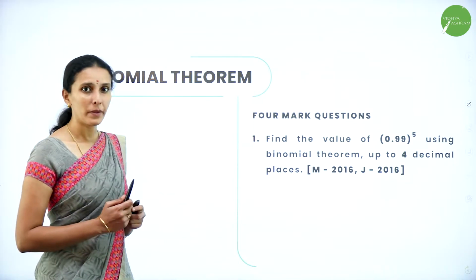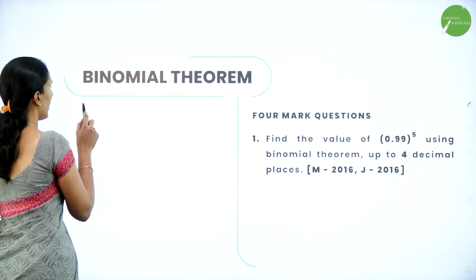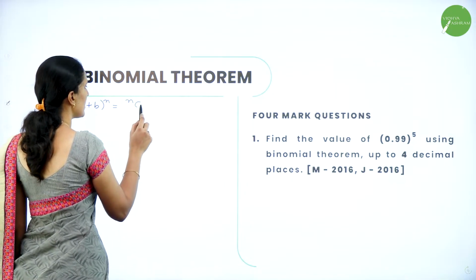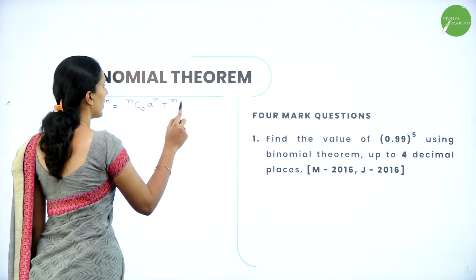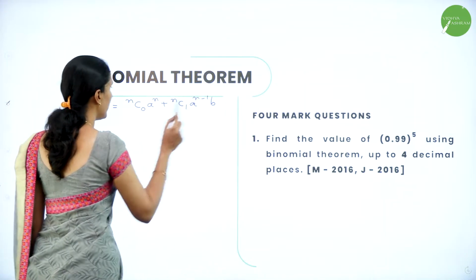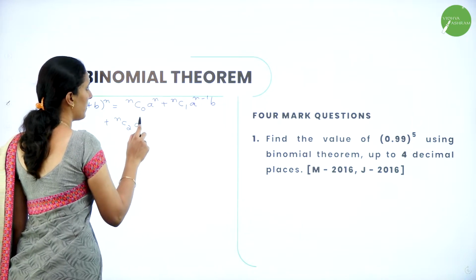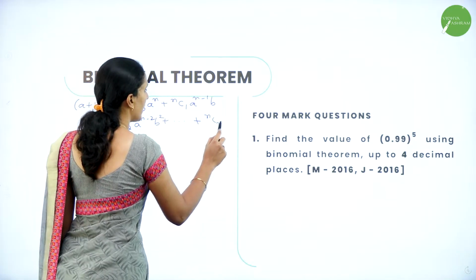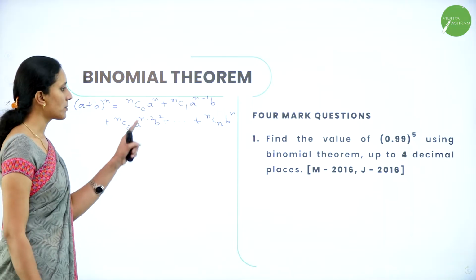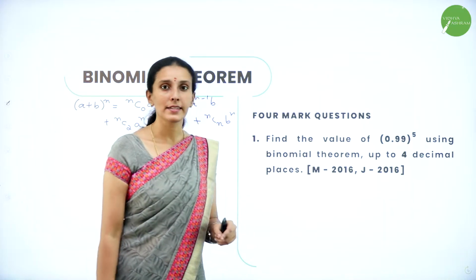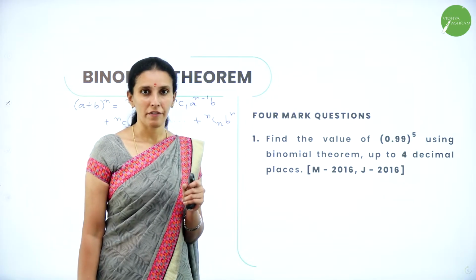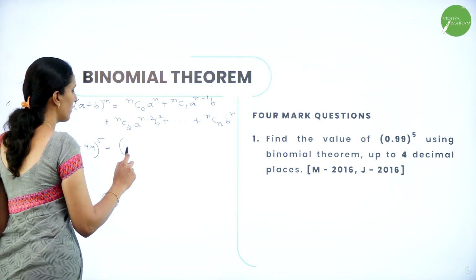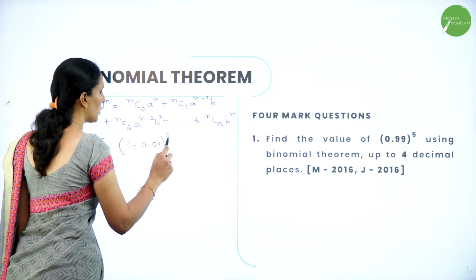Now we know the binomial expansion, that is (a plus b) whole to the power n can be written as nC0 a power n plus nC1 a power n minus 1 b plus nC2 a power n minus 2 b square plus etc., and at last we have nCn b to the power n. So using this binomial theorem, we have to expand this 0.99 whole to the power 5. Now 0.99 whole power 5 can be written as (1 minus 0.01) whole to the power 5.